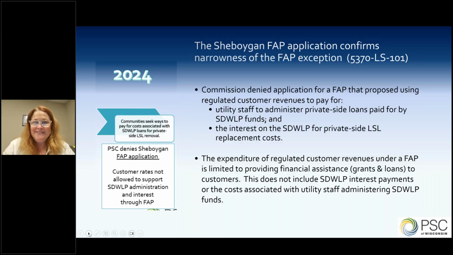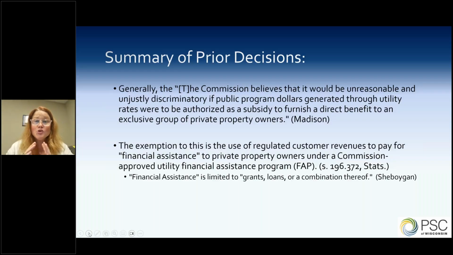So, just to wrap up this history, generally, if you're using regulated customer revenue, that cannot be used on the private side. The exception to that, and the only exception to that, is a utility financial assistance program, a FAP, under section 196.372 of the statutes. And so Madison told us rates can't be used for that private side benefit because that's discriminatory, as Andy discussed. And then if you do a financial assistance program, which is allowed, you can use customer rates for that. The limit there is that that money can only go out to the private customers through grants and loans or financial assistance. The rest of those dollars can't be used for other costs under a financial assistance program.